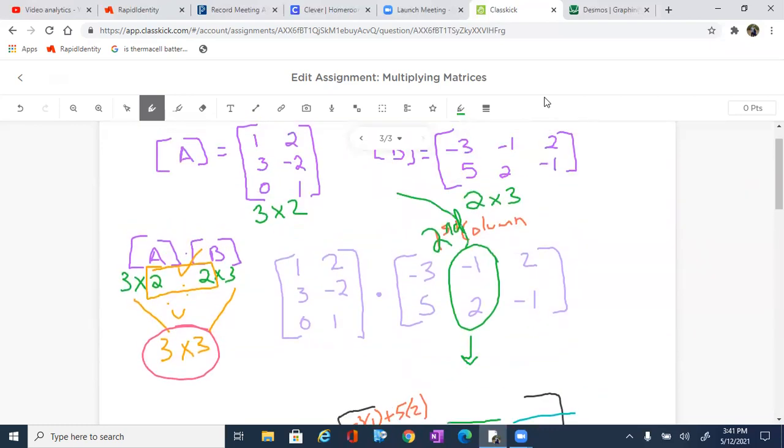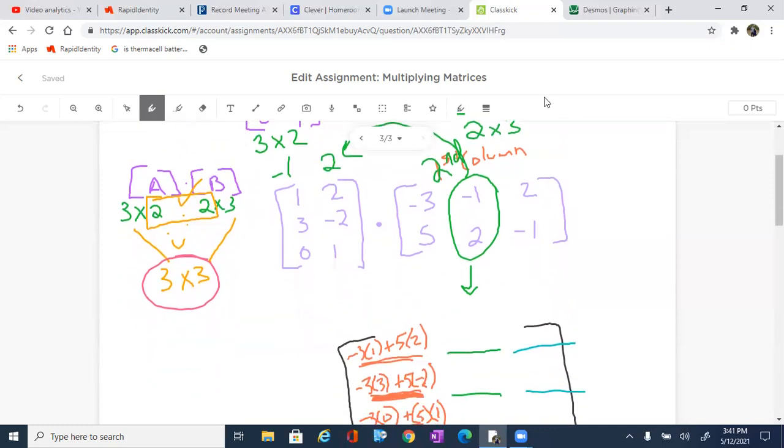And I'm going to bring this right over the top. I'm going to place it over the top, and I'm going to do the exact same thing that I just did. I'm going to take negative 1 times 1 and 2 times 2. So negative 1 times 1 plus 2 times 2. And then that is the first spot.